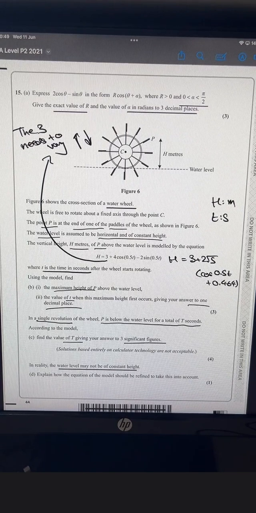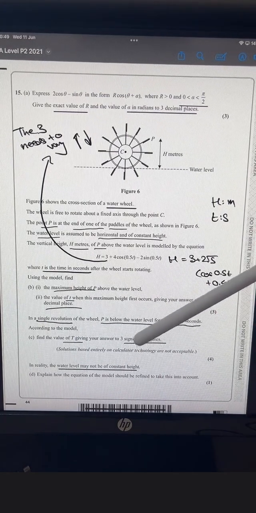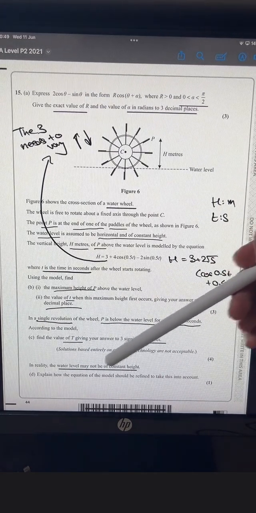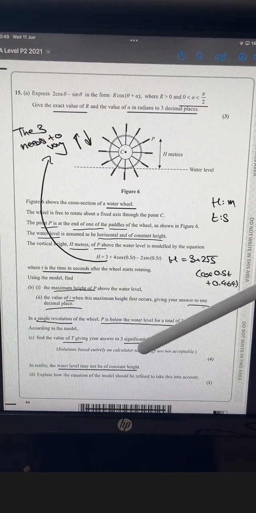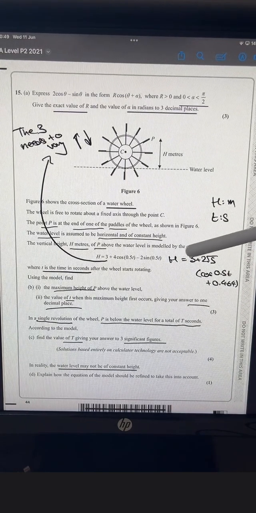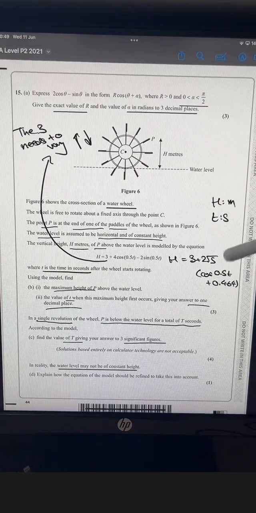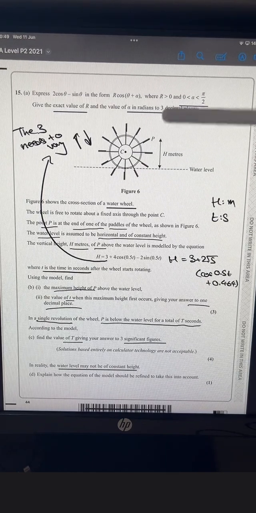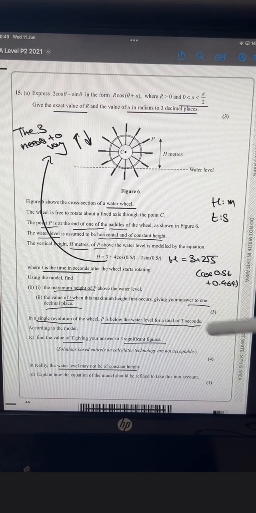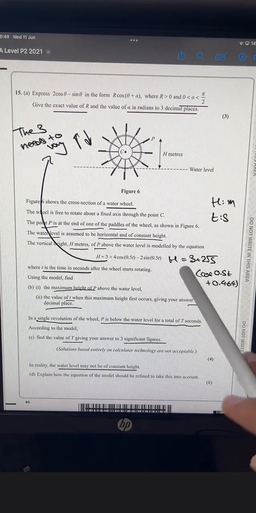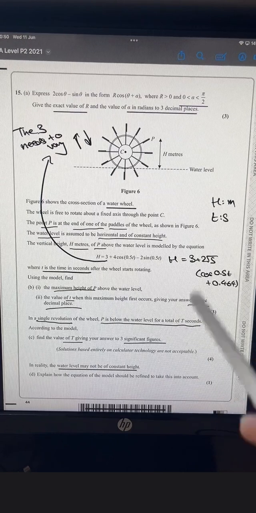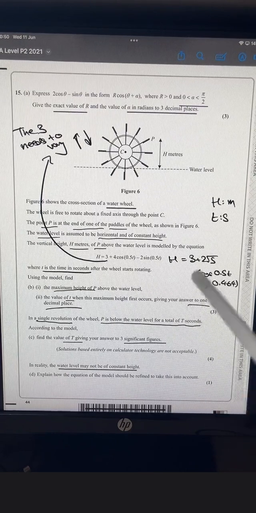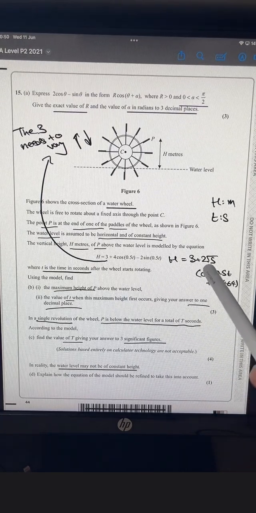All right, so the one marker. It's telling me in reality the water level may not be of constant height. How can I adapt the equation of the model to be refined? So what is my equation of the model? It's H equals 3 plus 2 root 5 cos thing, right? So how am I going to change this so that the height of P above the water goes up and down? I'm looking at this. The 3 is the only bit added to make it vertically change, like a set point. That's the only constant thing here, because this 2 root 5 cos 0.5t plus that, this bit can vary, right?